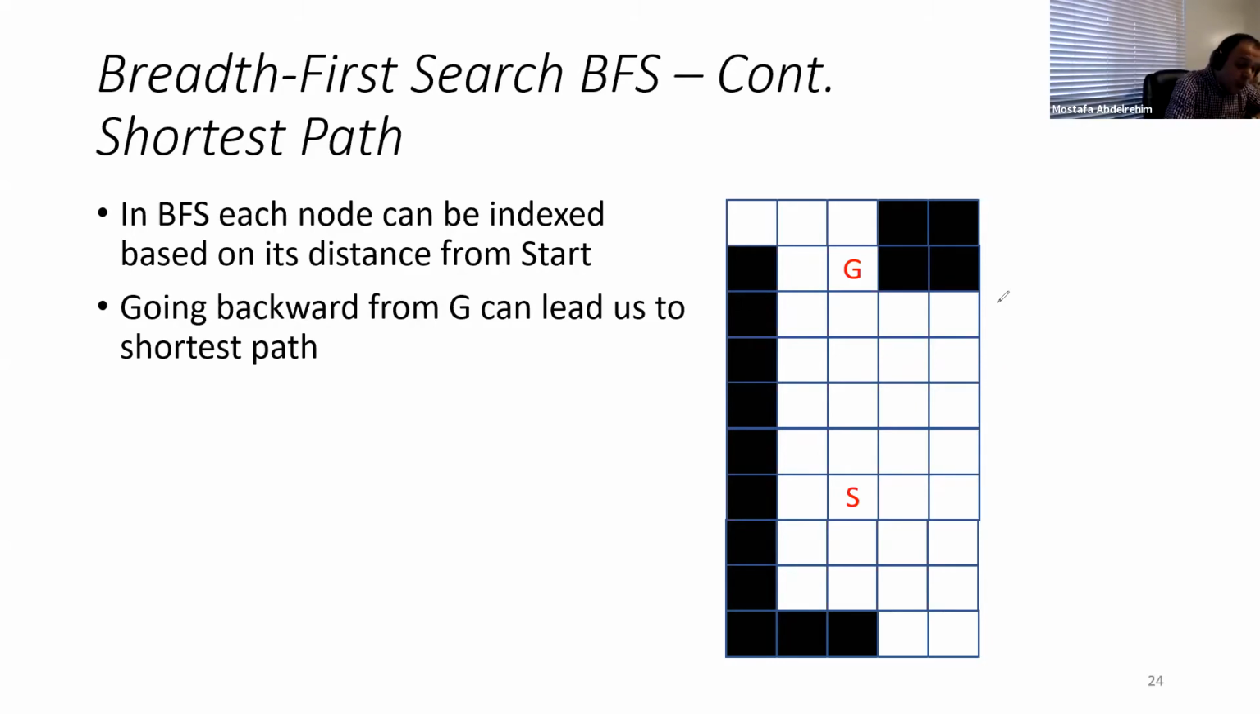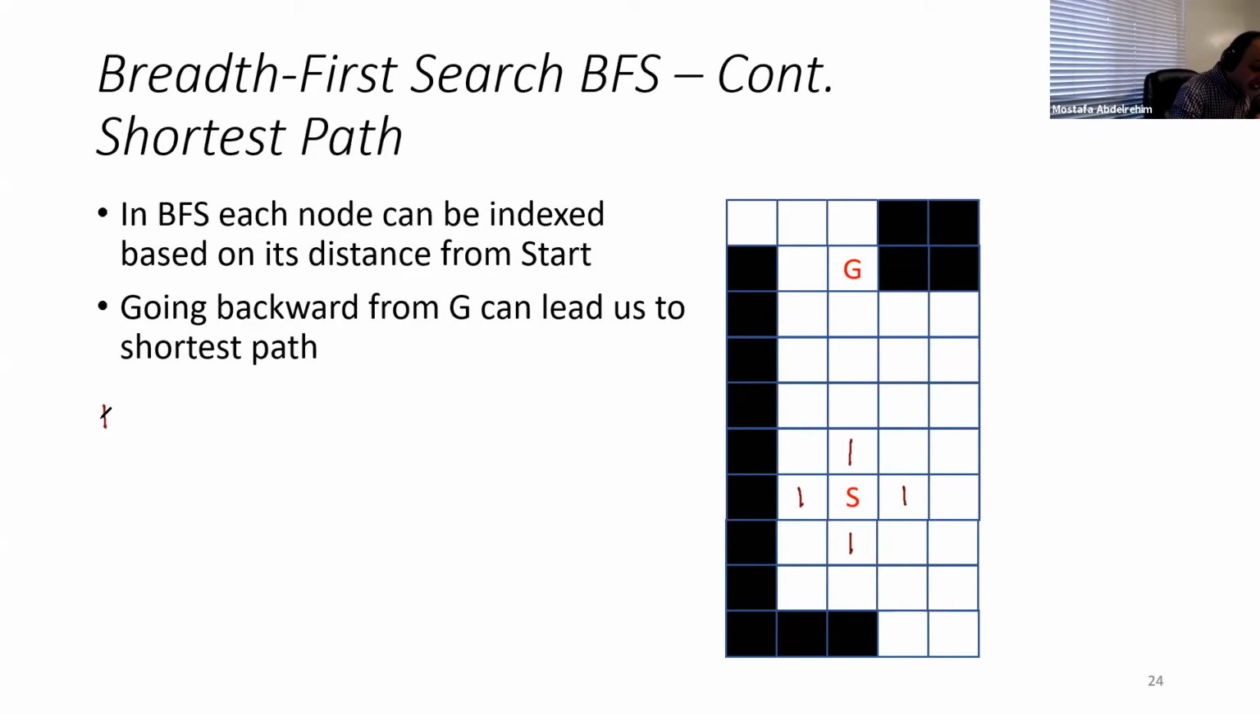So first, what are the cells that are one cell away from the start? This cell is one cell away, this cell is one cell away, this cell is one cell away, this cell is one cell away. Okay? Now, where are the cells that are 2 cells away? Those cells should be the cells that are 1 cell away from the cells that are 1 cell away.